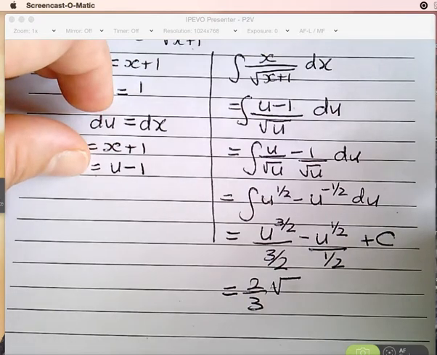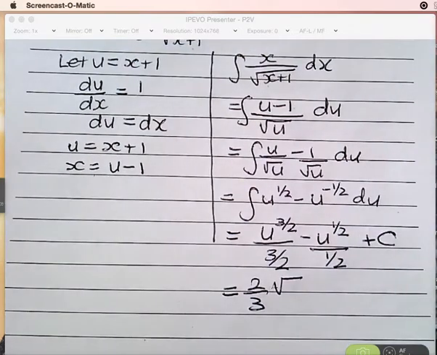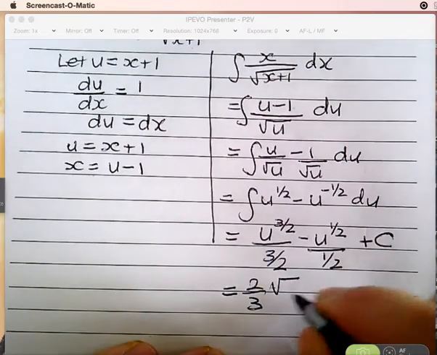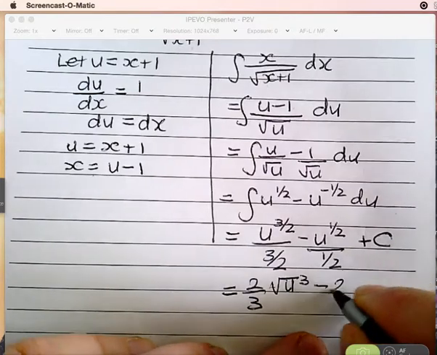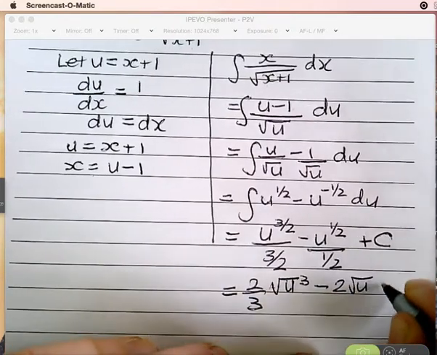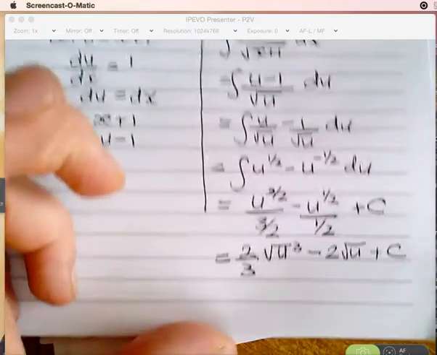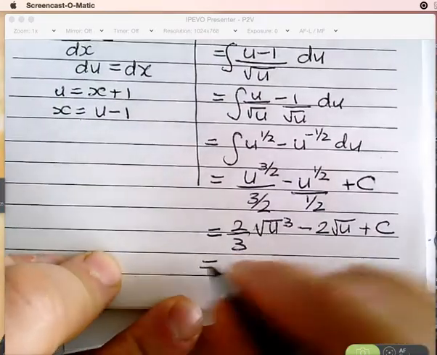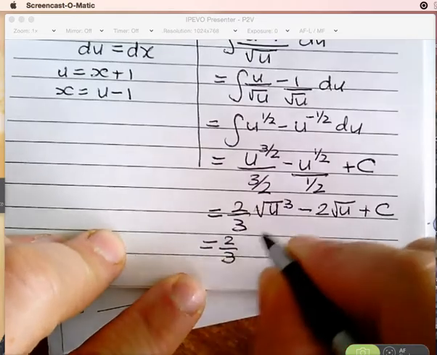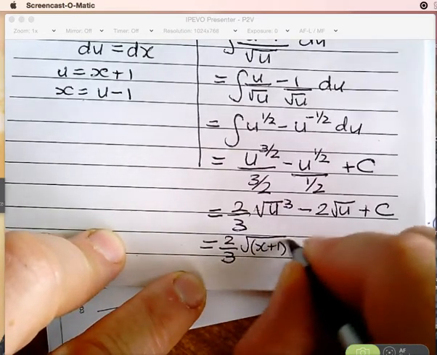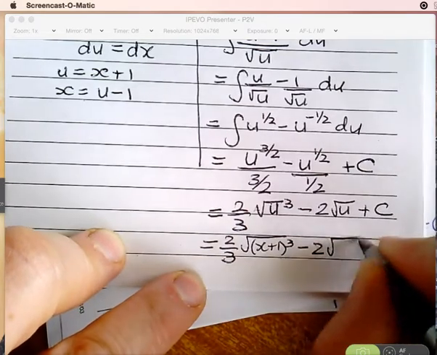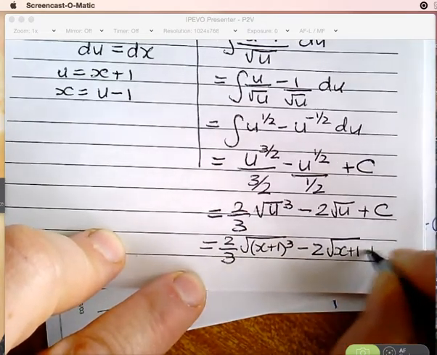But they're not the same. It's u. All right, now what have we got? 2/3 u cubed minus 2 square root of u plus c, and then sub in the x's. 2/3 square root of x plus 1 cubed minus 2 times the square root of x plus 1, plus c.